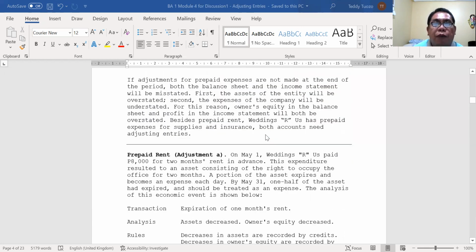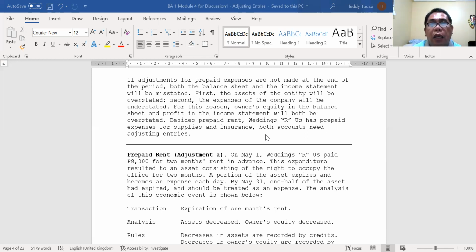If adjustments for prepaid expenses are not made at the end of the period, both the balance sheet and the income statement will be misstated. First, the assets of the entity will be overstated, because they should have been reduced by the adjusting entry to be made. Since it was not made, it is still overstated. Second, the expenses of the company will be understated, because the asset was not reduced.